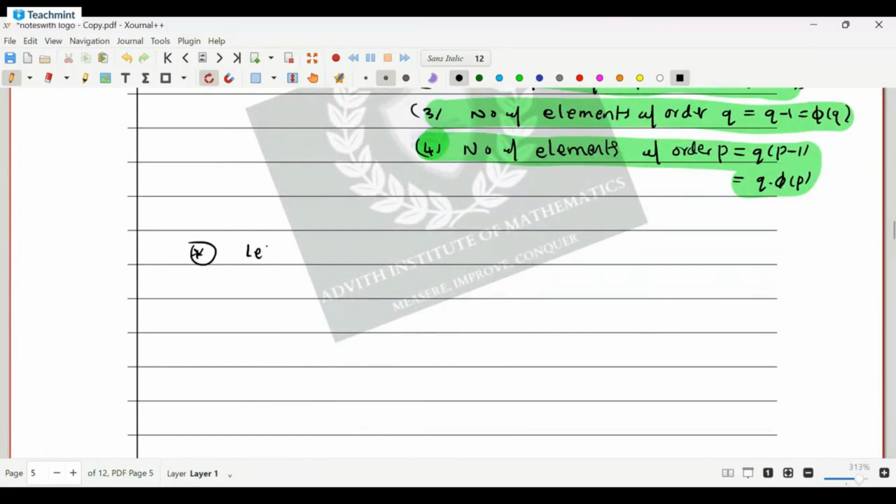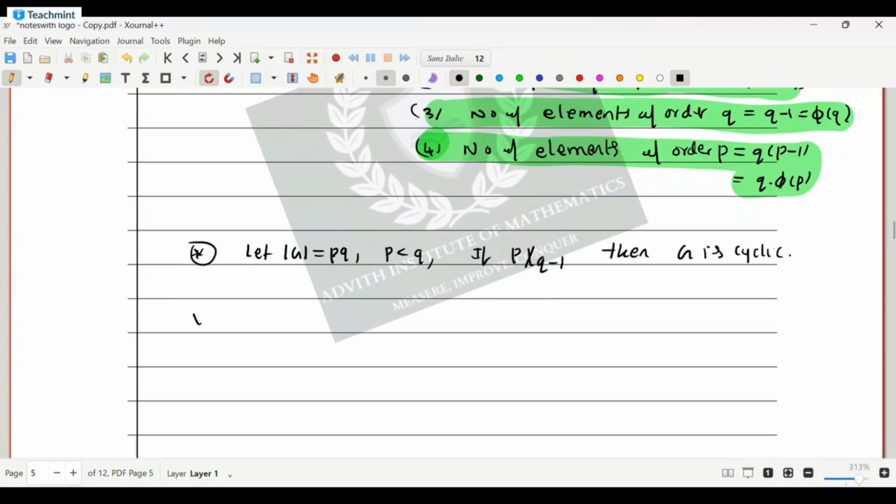Let order of G is equal to PQ and P is less than Q అయింది అనుకోండి. If P does not divide Q minus 1 అయింది అనుకోండి. సో దీని ప్రూఫ్ చెప్పండి సార్. Then G is cyclic. Otherwise it is not cyclic. So if order of G is equal to PQ and P does not divide Q minus 1 అయితే then G is a cyclic group.